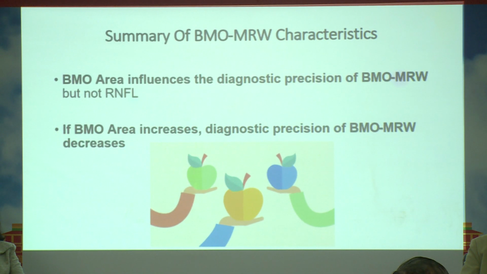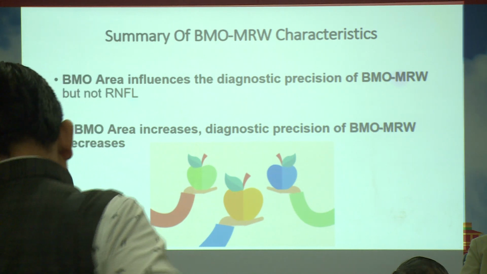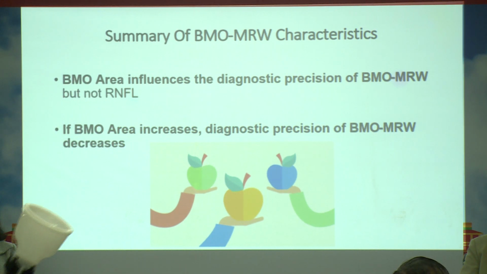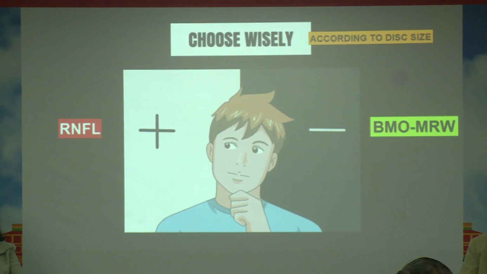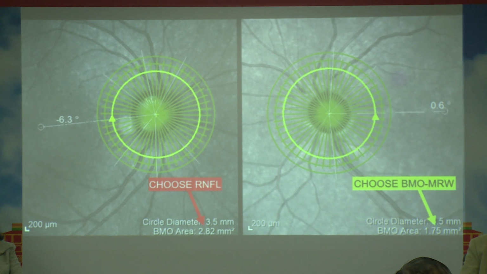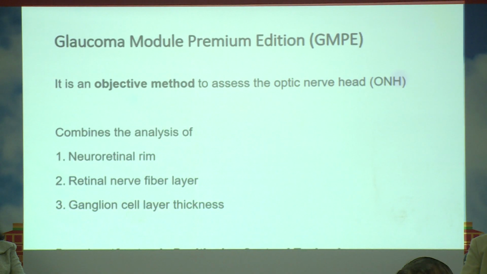So the summary is, when we take BMO MRW characteristics, the BMO is nothing but the disc area. It's another term that OCT is bringing into play. BMO area influences the diagnostic precision of the BMO MRW, but not the RNFL. And if the BMO area increases, the diagnostic precision of BMO MRW decreases. So this is very, very important. What it means is, whenever there is a bigger disc, you choose RNFL, because as I showed you in this diagram, the BMO MRW will be smaller. But when you have a smaller disc, you can go for BMO MRW, which will be more reliable. This is a very new terminology that is popping out, and it's a very objective method.